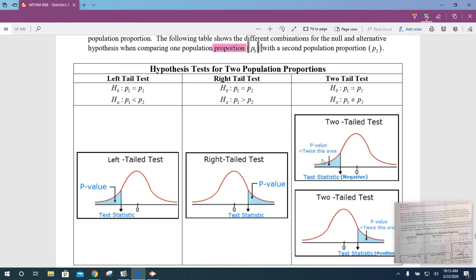Now remember that if you test and you get a negative value, the test will be left tail. And if you get a positive value, then it's going to be right tail. Important to distinguish between those two things.